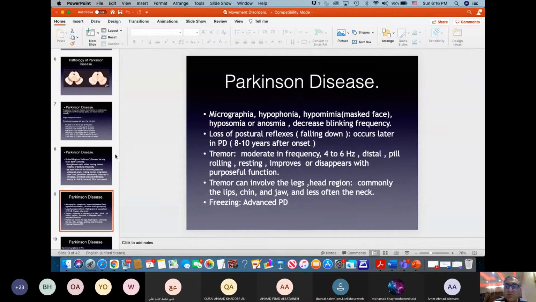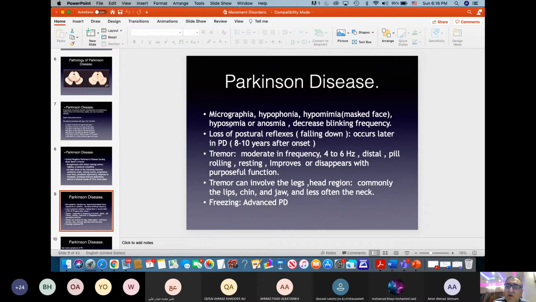Features of Parkinson's disease: micrographia, small handwriting; hypophonia, low pitch sound; hypomimia or mask face, loss of facial expressions, again due to rigidity in the muscles of the face. So you can't read the patient. You can't tell if the patient is angry, happy, fearful, or whatever.